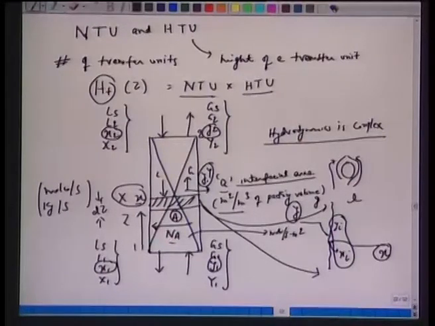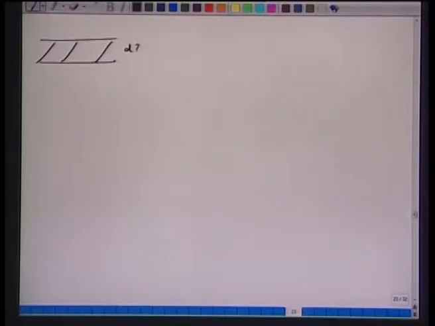We have been asked to find out how long the column is, what is the height of this column, HT or z, to achieve this, to reduce the concentration from y1 to y2. So, all we do is make a species balance across this dz and see what we obtain mathematically. So, across this differential element of dz, we have gas flowing like this and the liquid flowing like this, L and G.